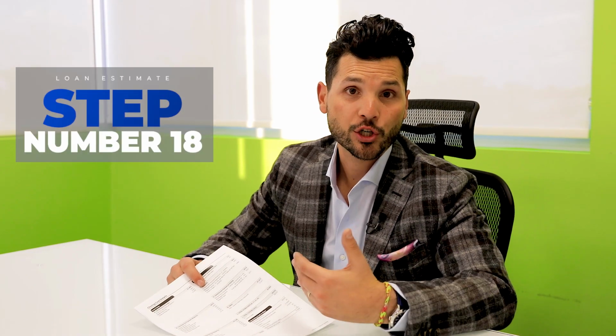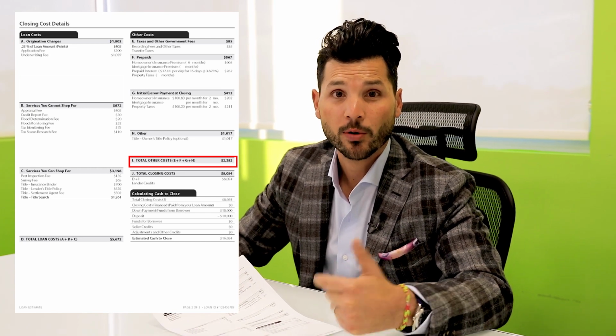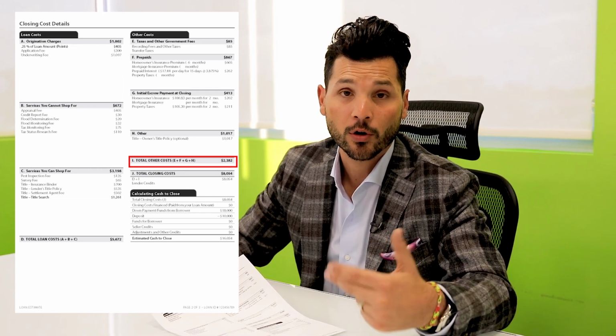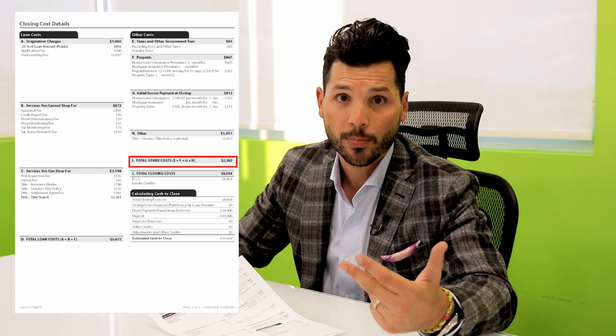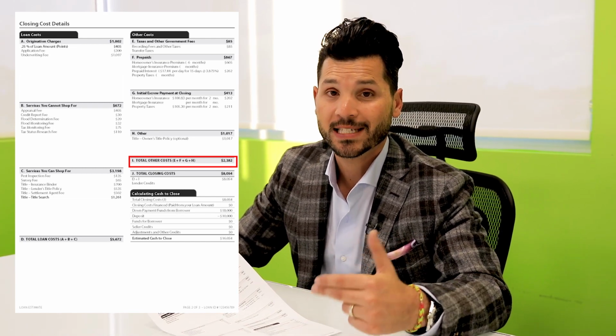Number 18, Section I on your loan estimate, page 2, is a combination of your government charges, your prepaid items, your escrow reserves, and those other, in this case, an optional owner's title policy. All of those items added together will equal the figure shown in Section I on the loan estimate.